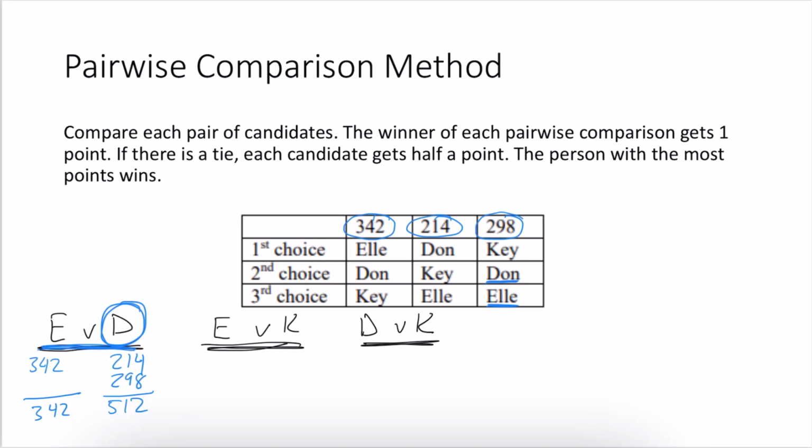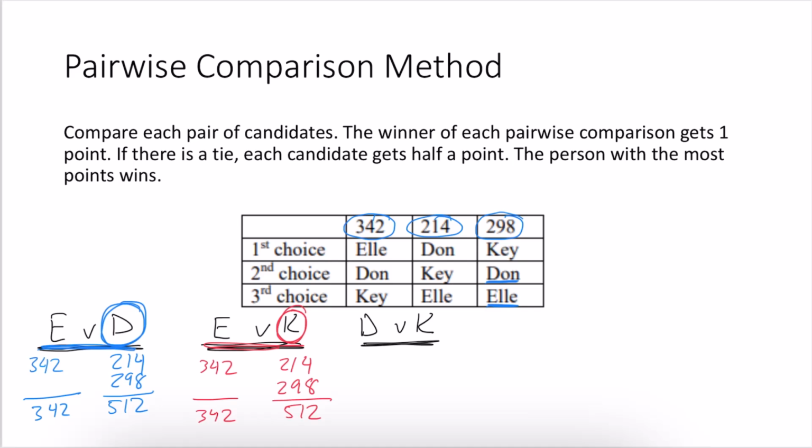So if I do L versus Key, the 342 votes will go to L because she's their first choice. The 214 votes will go to Key because they prefer Key over L. Even though Dawn was their first choice, when you're only looking at L versus Key, Key would be the first choice out of those 2 candidates. And then the 298 votes go to Key because he was the first choice. And so when I add these up, L gets 342 and Key gets 512. And so Key would be the winner of that pairwise vote.